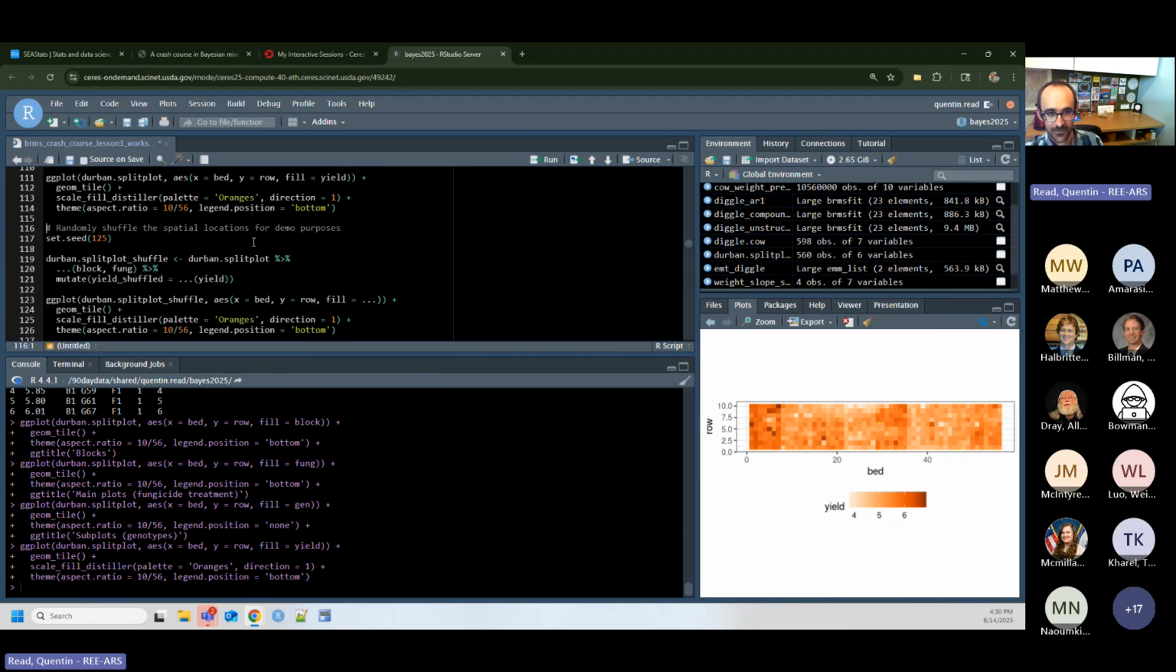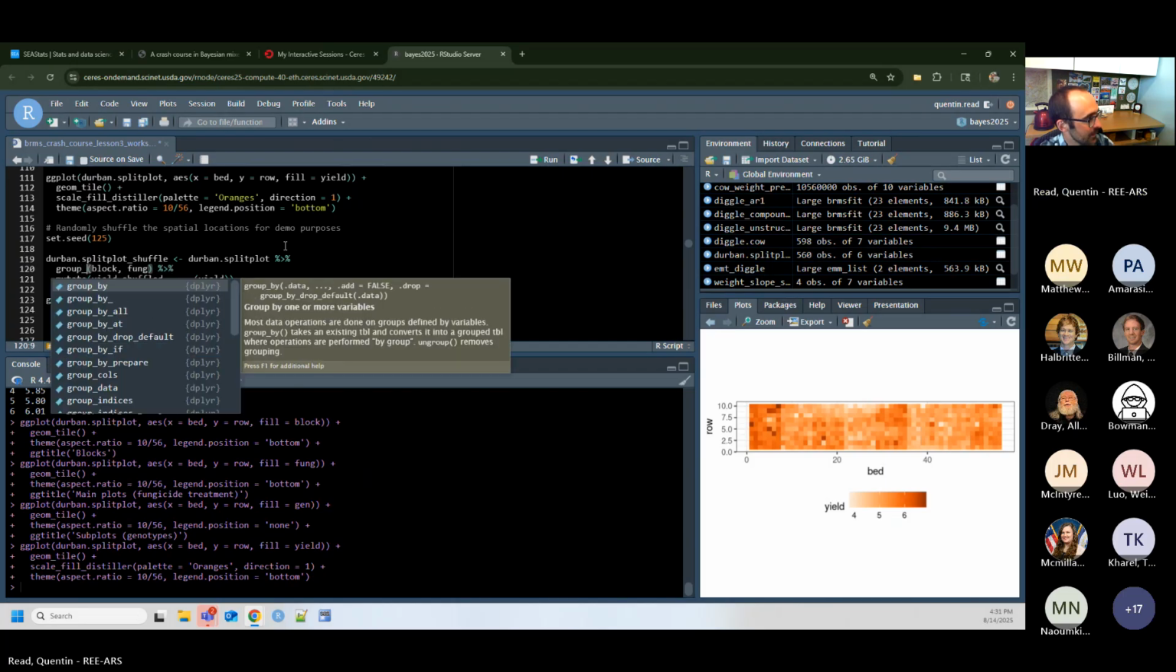So just to prove to ourselves that there really is a spatial pattern, let's do that and randomly shuffle the locations so that we can see what it would look like if the yields were shuffled randomly within each of these 8 areas. And one way to do that, I've set a random seed so that if you do this random shuffling, it will get the same result as me. You don't have to set the random seed, but you can.